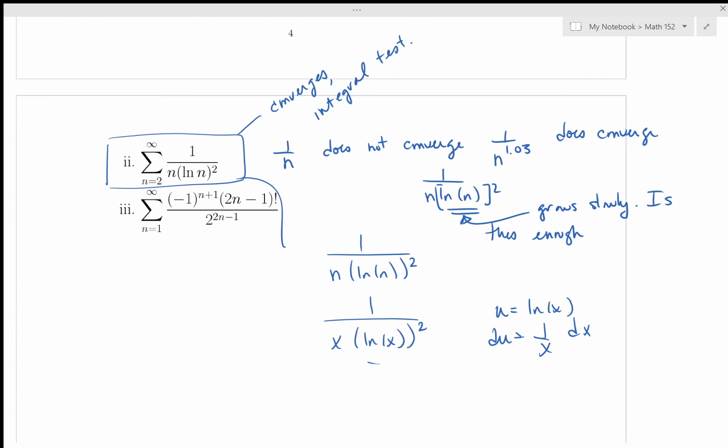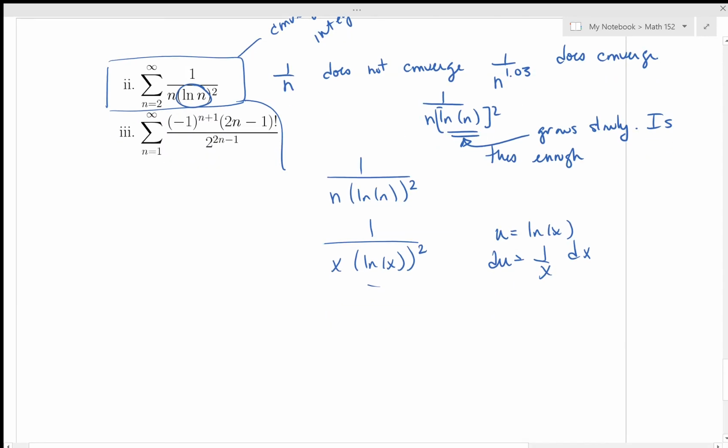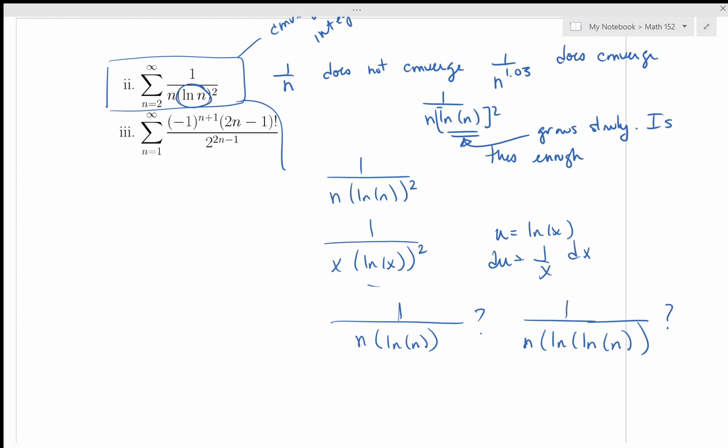So that's a good way to go on these ones when that log is there in the denominator and you're not totally sure whether it's enough. I think I did this when we talked about the integral test in the first place. Is that enough? Is this enough? These ones often lend themselves quite well to the integral test.